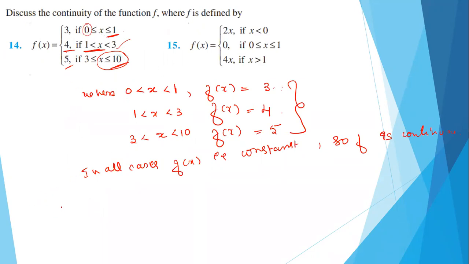So here you need to check x is equal to 1 and x is equal to 3. Why do we not have to check x is equal to 0 and 10? Tell me why we don't have to check. Just now I explained why we don't have to check when x is equal to 0 and x is equal to 10.